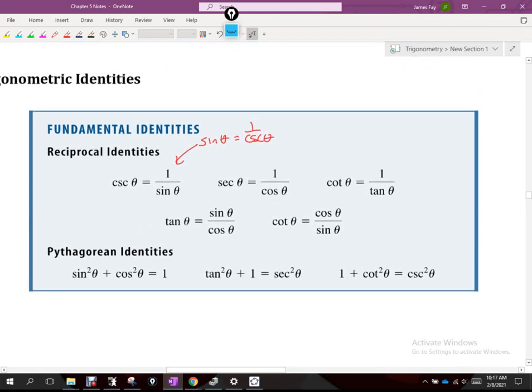Secant is the reciprocal of cosine. Okay, so you're right, secant theta equals 1 over cosine, and then cotangent is 1 over tangent. Now these other two down here, we've talked about them, but I think maybe it makes sense to demonstrate why, again, those are the same.